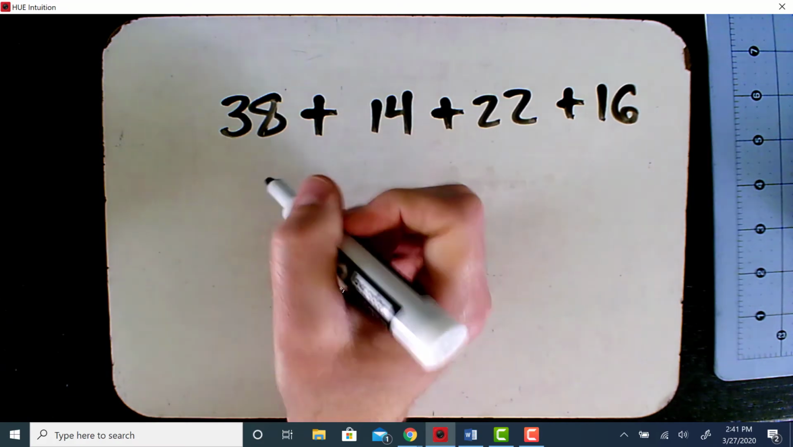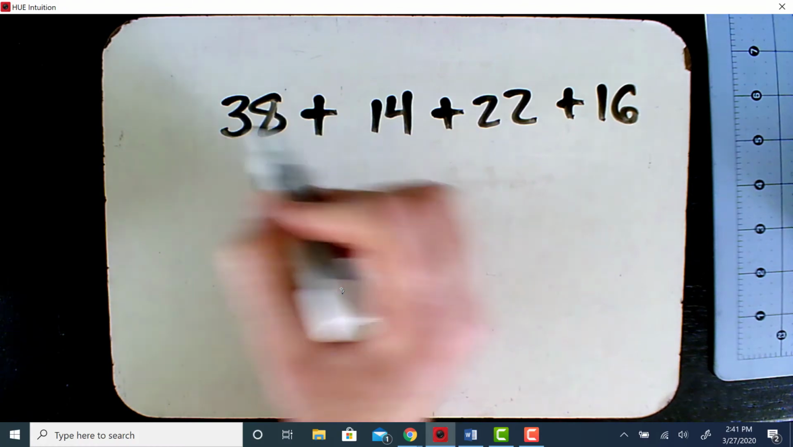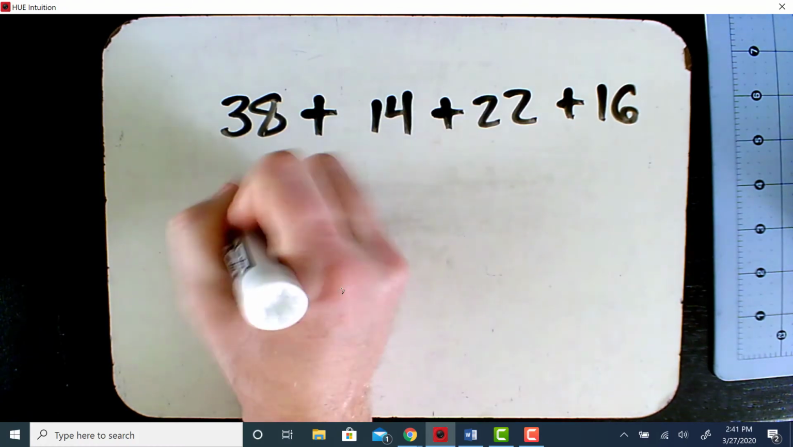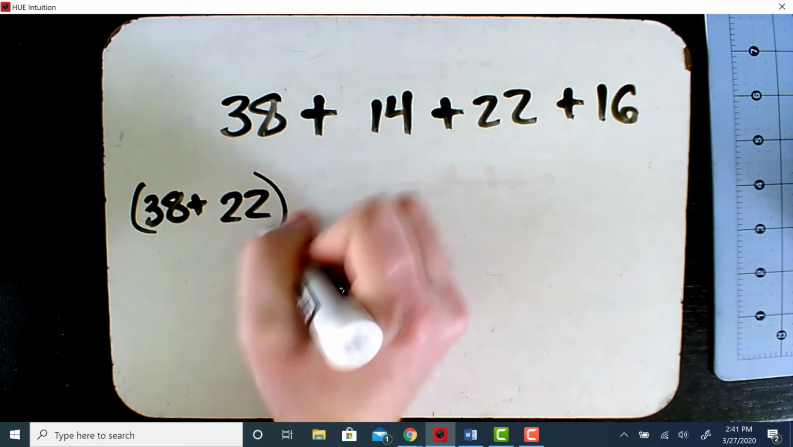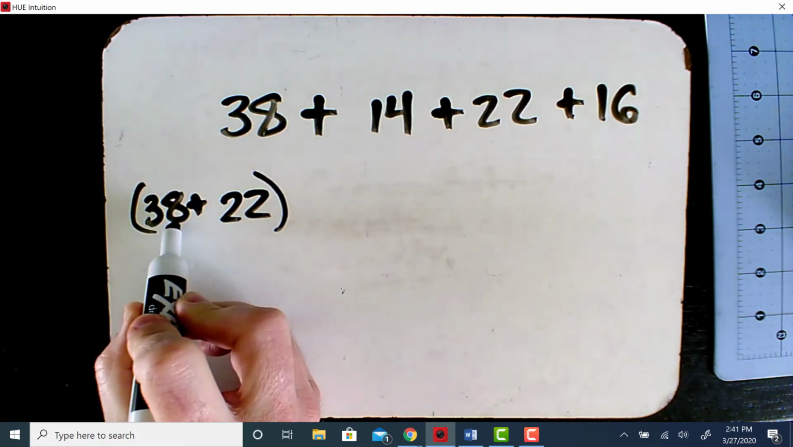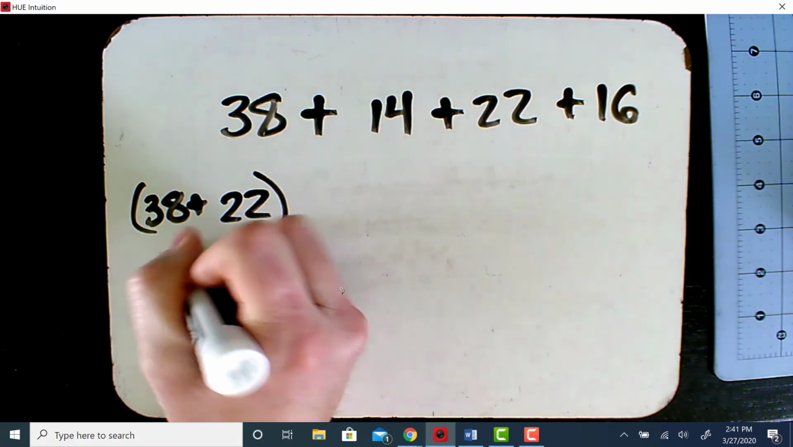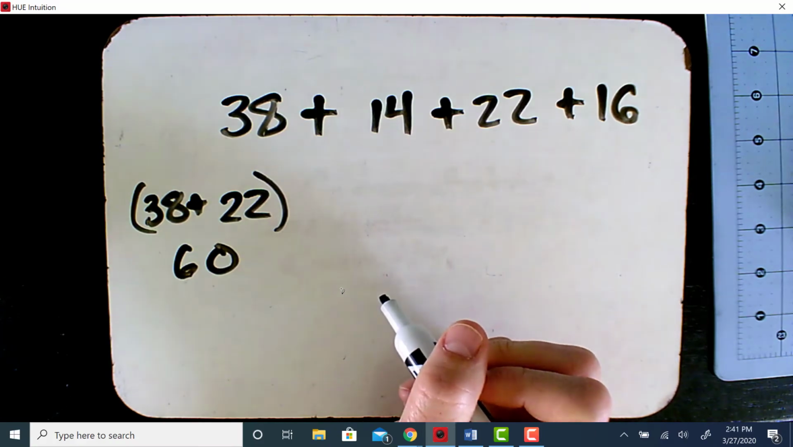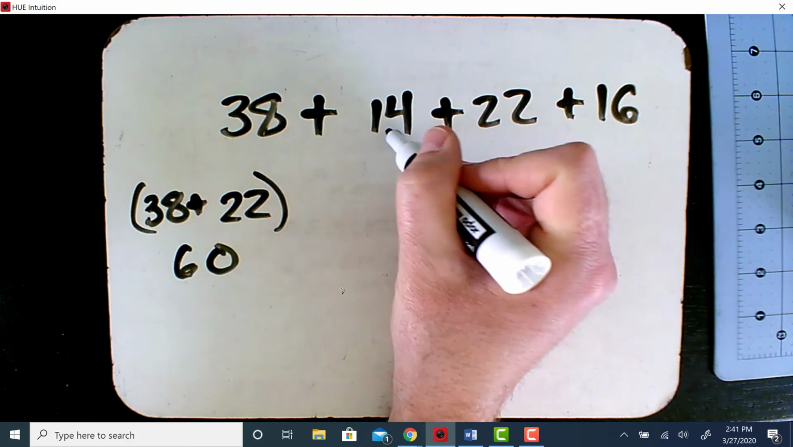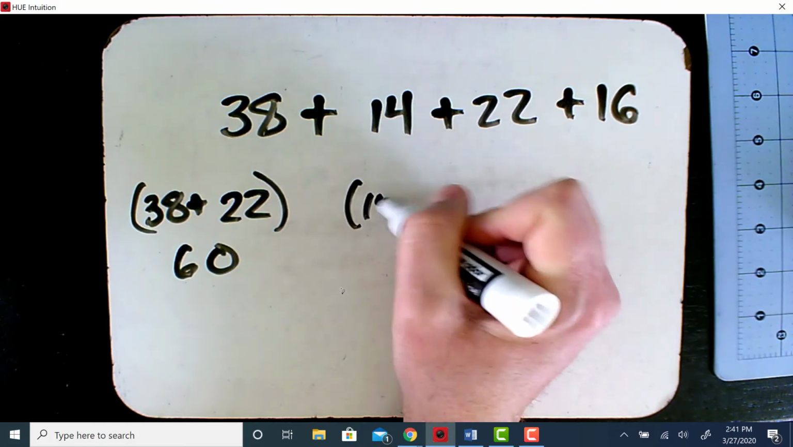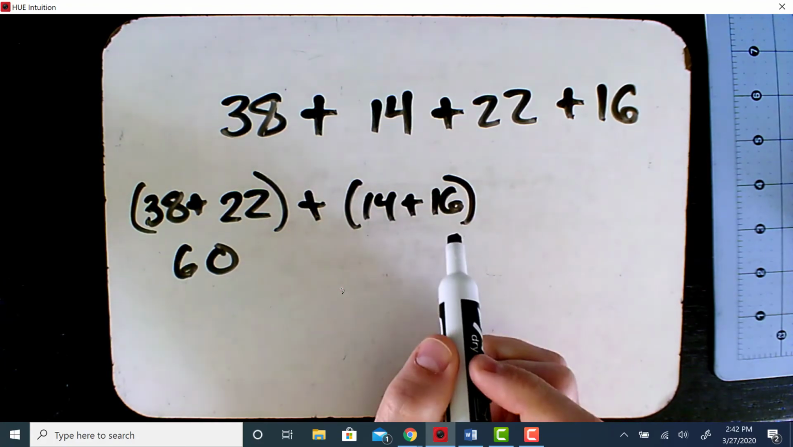So 38 and 14 maybe aren't so easy to add in our head. However, 38 and 22 are a little bit easier, because if I do 38 plus 22, that 2 and 8 I know makes 10. So there's 40 plus another 20 is 60. So I can add that one up in my head, or hopefully I can. Okay, I can also group my 14 and 16 together. So I've used commutative and associative property to kind of regroup this problem.